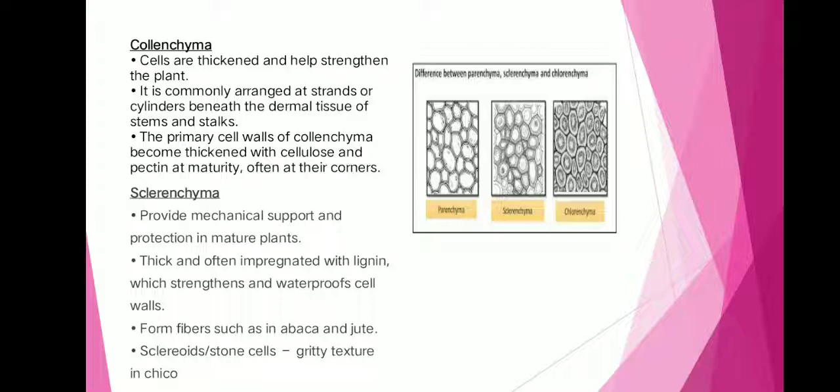Sclerenchyma provides mechanical support and protection in mature plants. Its walls are thick and often impregnated with lignin, which strengthens and waterproofs cell walls. They form fibers such as abaca and jute. Sclereids, or stone cells, give gritty textures, as in chicle. So sclerenchyma cells have thickened lignified walls, providing them strength and making them waterproof.